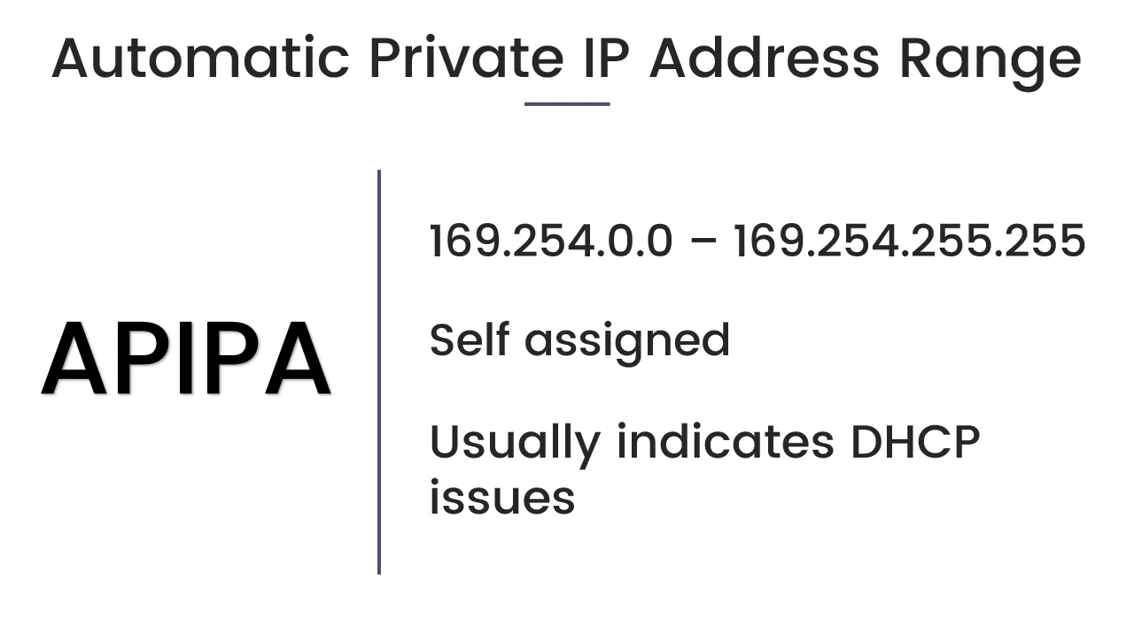So to summarize, this is the automatic private IP address. Anything that starts off with 169.254 is an automatic private IP, and computer systems self-assign this IP when they can't get an IP from the DHCP server.